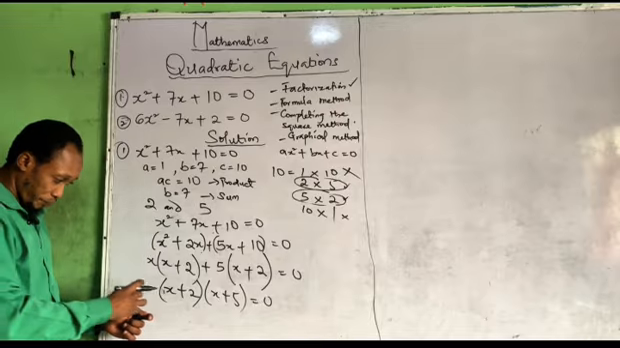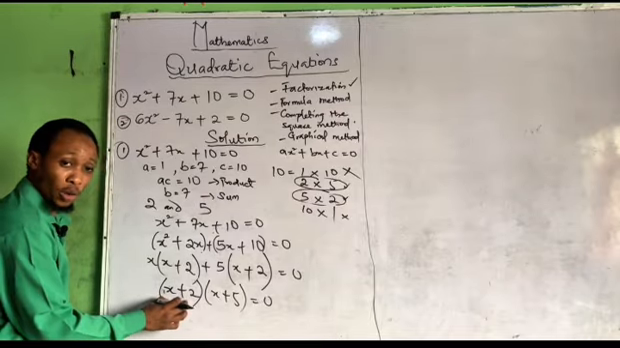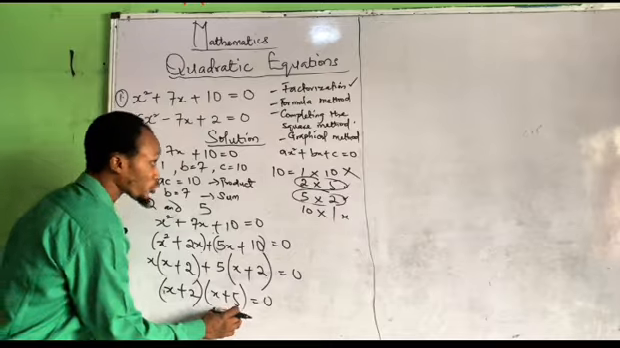Now at the end of the day, you make this one equal to 0, and you also make this one equal to 0.